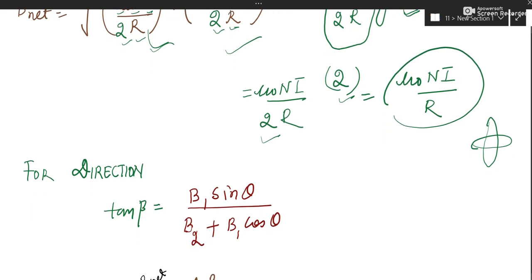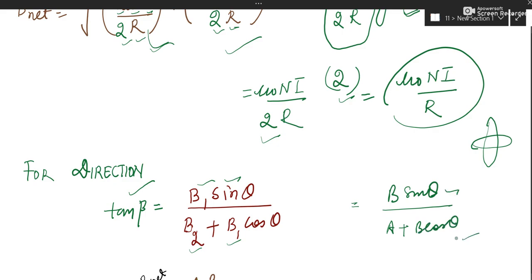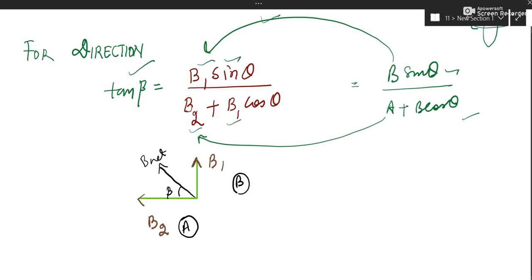For direction, you can jump to tan beta. The parallelogram law's result is B sin theta by A plus B cos theta. Theta is 90. Sin 90 is 1, cos 90 is 0. B, I have assigned this as B1, and A, I have assigned this. You can take any. Beta is always the angle between the resultant and A. So who is A? A is B2.